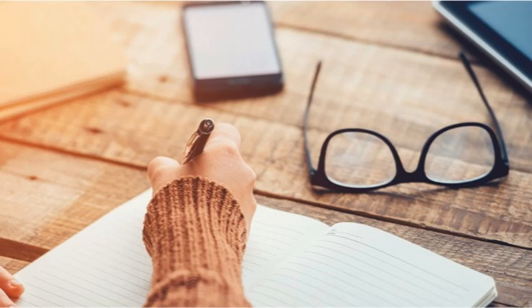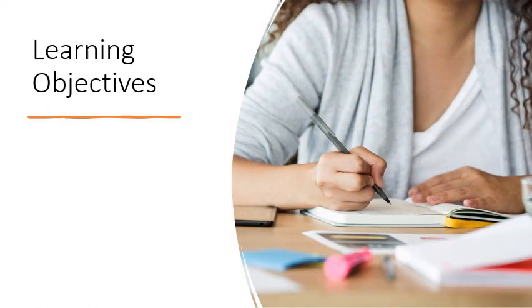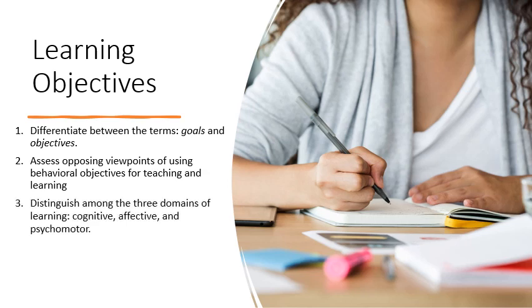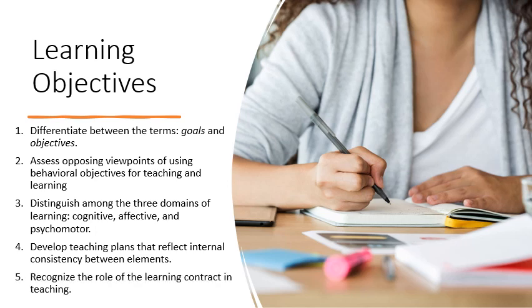Well, let's go to our learning objectives. These are the things that we need to accomplish for this topic. First, differentiate between the terms goals and objectives. Next, assess opposing viewpoints of using behavioral objectives for teaching and learning. Distinguish among the 3 domains of learning, which are cognitive, affective, and psychomotor. Develop teaching plans that reflect internal consistency between elements. And recognize the role of the learning contract in teaching.